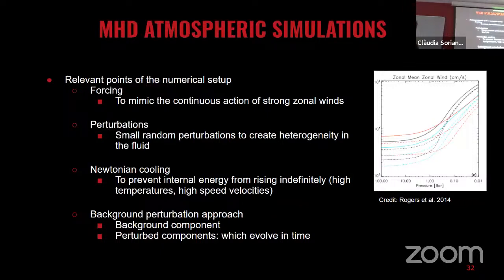We are putting in a forcing which corresponds to these winds generated by the temperature gradient between the day side and the night side, but we are also introducing some small perturbations in the atmosphere to give heterogeneity and to check if they have any effect on this change of the magnetic field. Then we also have a Newtonian cooling. This Newtonian cooling is there to prevent the temperature from locally achieving high values, because then our simulation can crash.